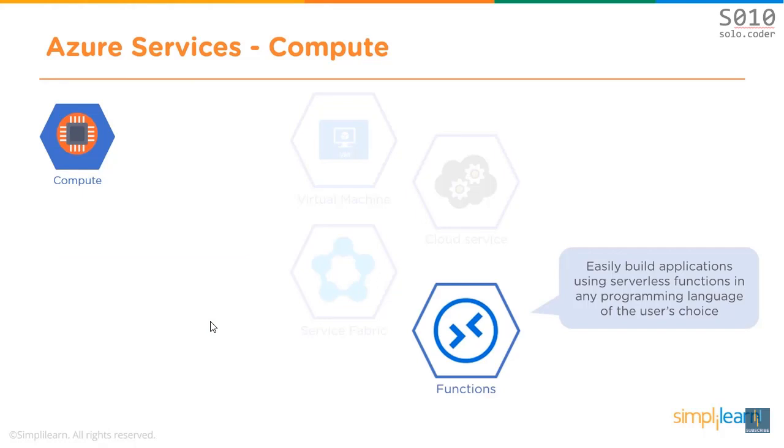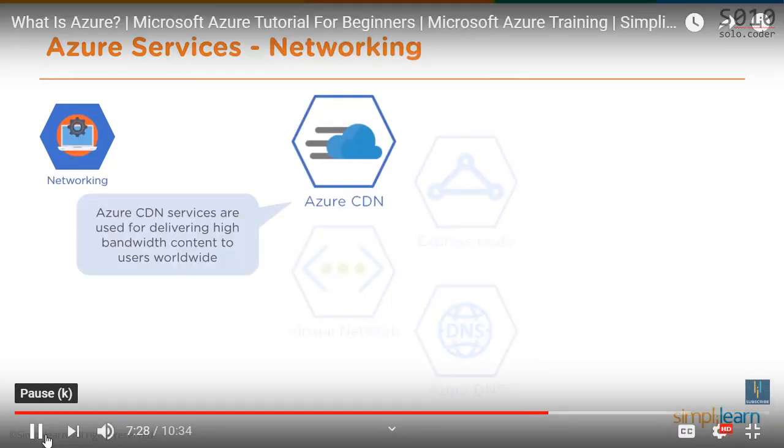Next up, functions. With functions, you can create applications in any programming language that you want. Another very important part is that you don't have to worry about any hardware components. You don't have to worry what RAM you require or how much storage you require. All of that is taken care of by Azure. All you need is to provide the code to Azure and it will execute it and you don't have to worry about anything else. Now let's talk about some networking stuff.